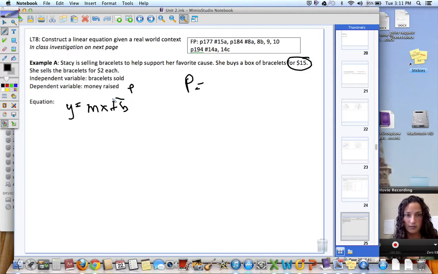So my starting point, remember, is my plus b. But if I'm buying something, I'm actually losing money. So I'm going to be losing that money because I have to buy it first. Then I gain $2 for each bracelet sold. So then I can just switch it to y equals 2x minus 15. So here, my profit is, for every 2 bracelets I sell, I'm gaining money, but I have to take away that $15 that I originally bought.